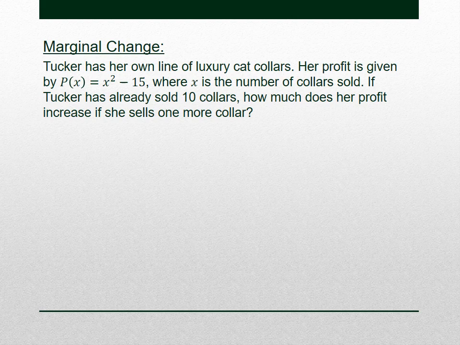So if she's already sold 10, what is her profit right now? Well, that would be 10 squared minus 15, which is 85. And if she sells one more, then she'll be selling 11 collars, and 11 squared minus 15 is what? Well, that's 121 minus 15, which would be 106.